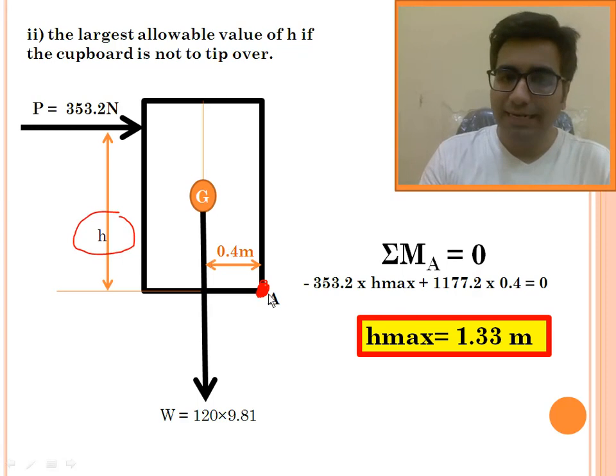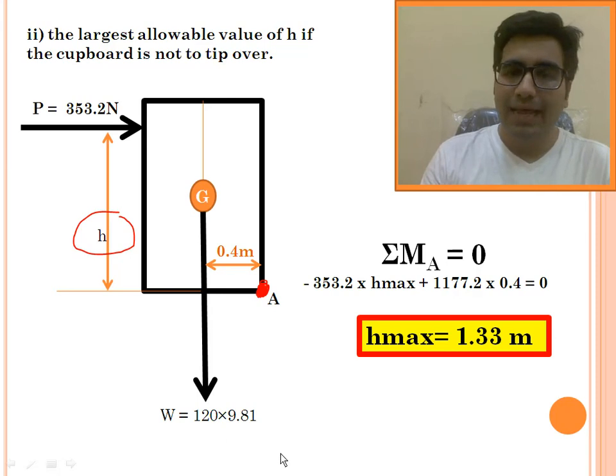So when I take moment about this point A, there are only two forces. Number one, the weight of the cupboard acting at the centroid of the cupboard. Number two, this horizontal force which is pushing the cupboard in the right direction. Is that okay, my dear friend? So taking moment about point A, this weight is creating an anti-clockwise moment and this force is creating a clockwise moment.